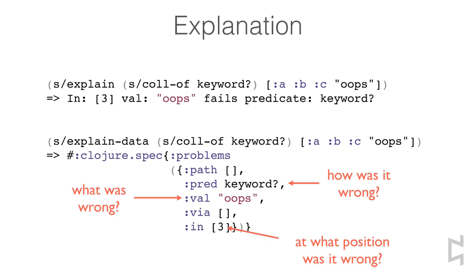Well, the string oops wasn't a keyword, right? A and B and C were keywords, but oops wasn't. And then it says at what position in the data structure this went wrong. Well, 0, 1, 2, 3, right? This is where people's eyes glaze over and they say, well, this is kind of verbose. Tough. This is the information about what went wrong.